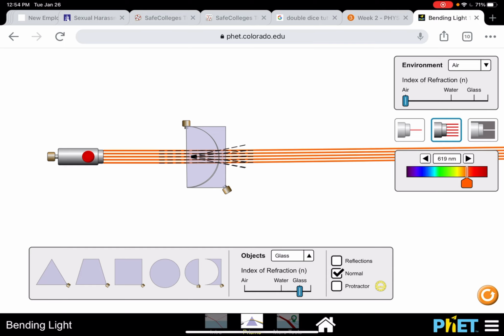I'm going to make another video about the thin lens equation and how to use it, but I hope this helps you understand what a focal point is and better understand divergence and Snell's law.